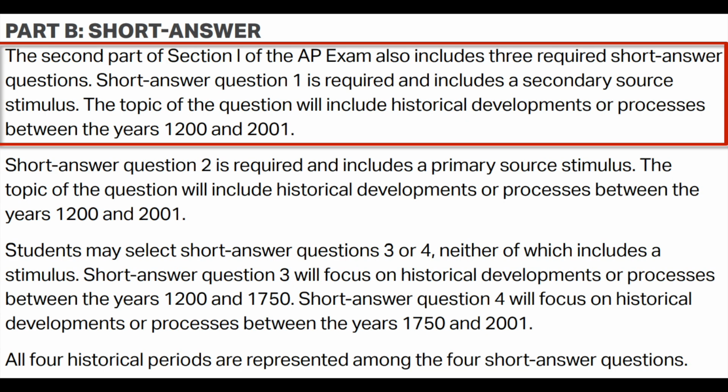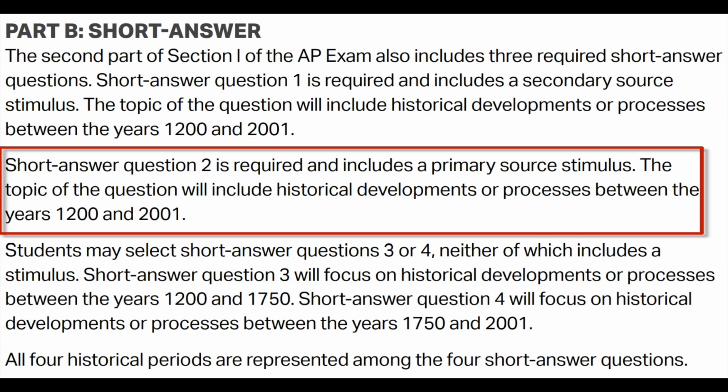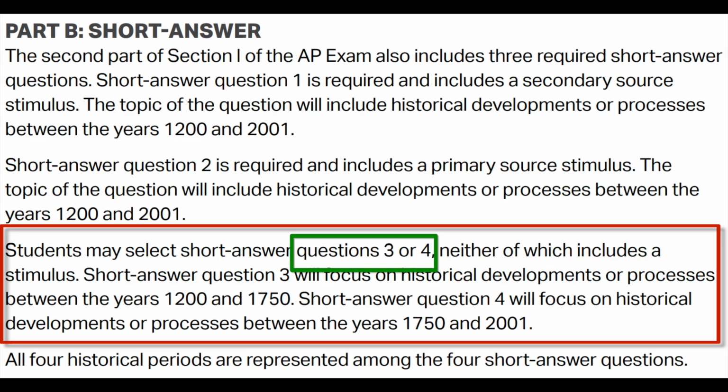Question 1 will be from any time in the course and have a secondary source as its stimulus. Question 2 will be from any time in the course and have a primary source as its stimulus. You'll then have to choose between question 3 and 4. So for the last 2, you'll need to read them both and pick the one you think you can do the most damage on. Question 3 will be from the first half of the course, somewhere 1200 to 1750, and question 4 will be from the second half, from 1750 to 2001.